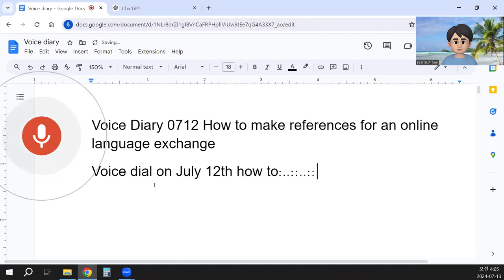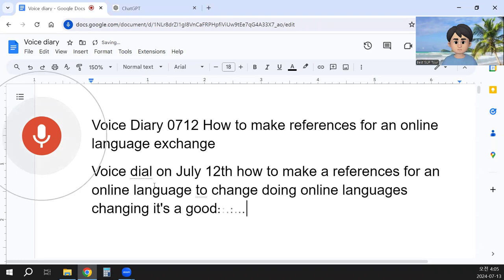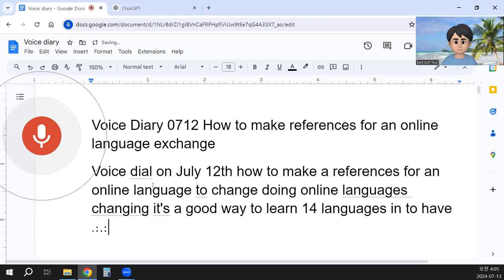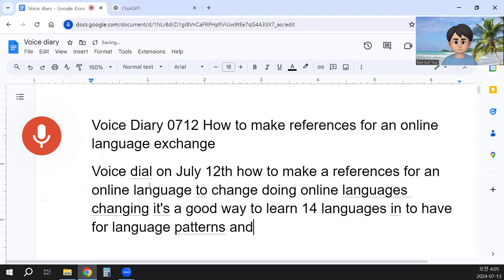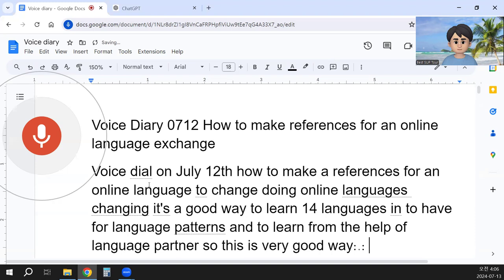How to make references for an online language exchange. Doing online language exchange is a good way to learn foreign languages, to have a language partner, and to learn from the help of a language partner. So this is a very good way to study a foreign language.